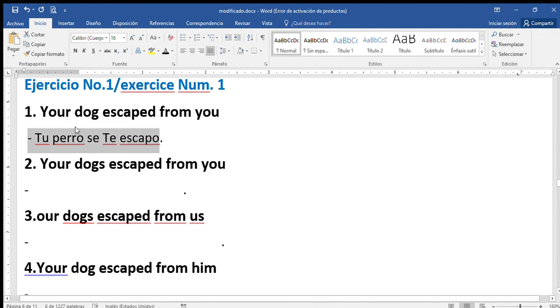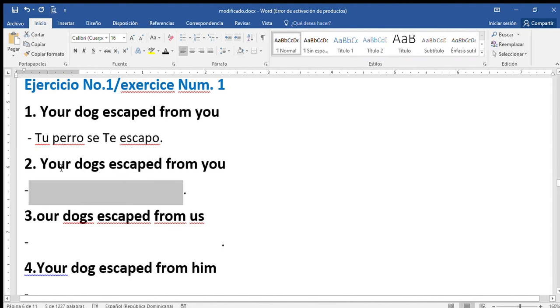Who are we talking about? We're talking about the dog. The corresponding pronoun is se, and he escaped from who? The action is going from who or to who? It's going to you. So, tu perro, the second one, se te escapó. Your dog escaped from you.